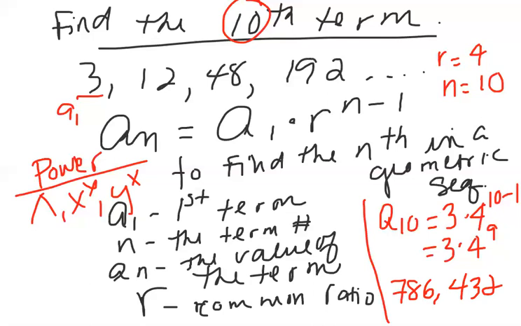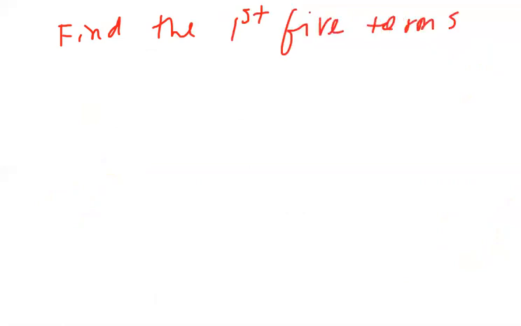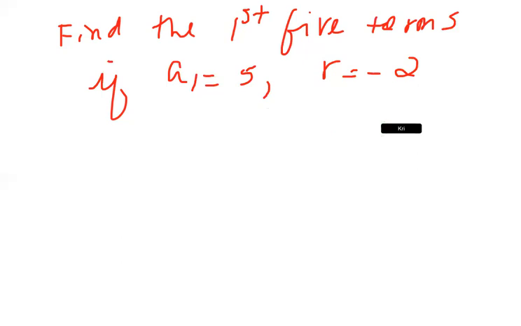All right, guys. So next, find the first 5 terms of a sequence if A1 is equal to 5 and then R is equal to -2. So guys, they want you to find the first 5 terms of the sequence where A1 is equal to 5 and then the common ratio is -2. They're giving you the first term, guys.